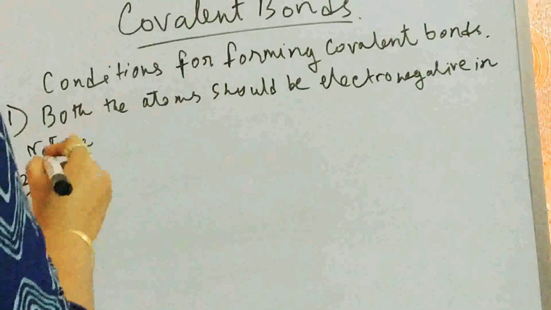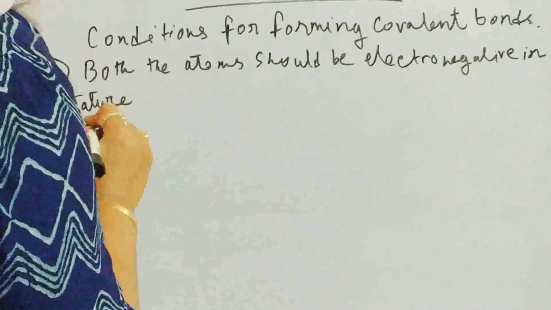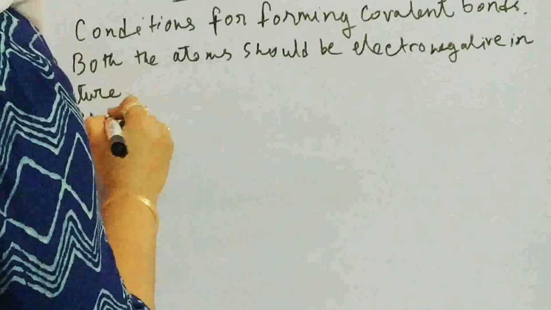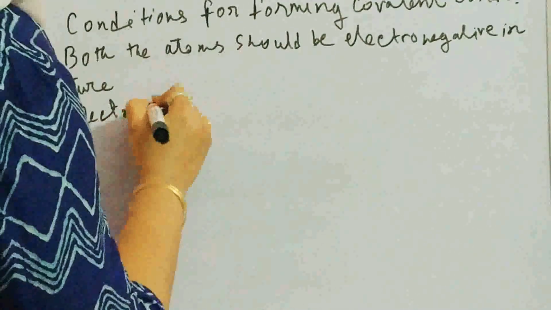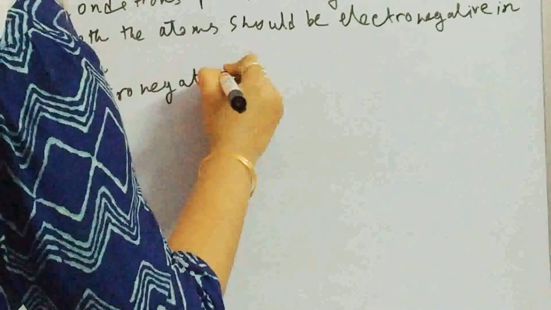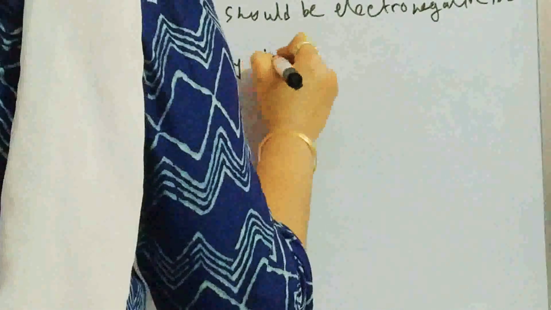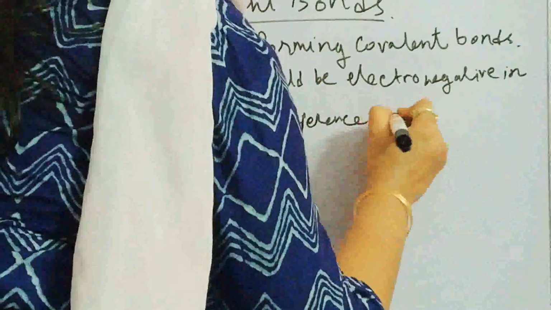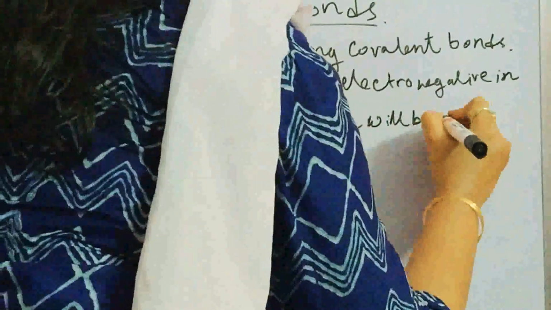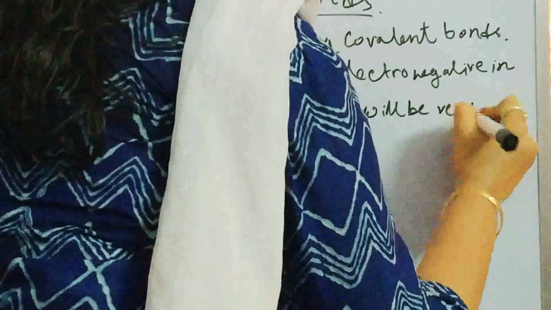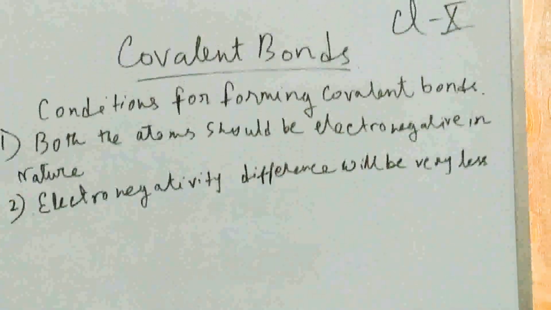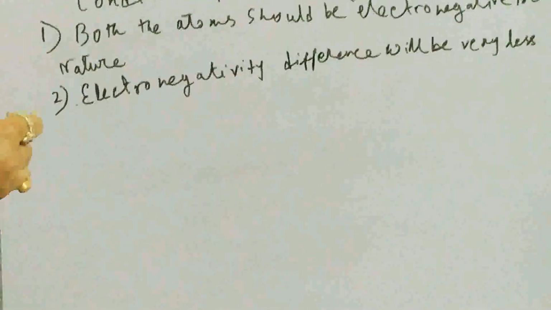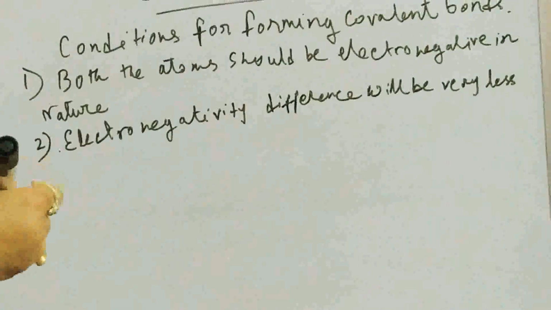Number 2, electronegativity difference will be very less. Very less means there should be no electronegativity difference or very less electronegativity difference.